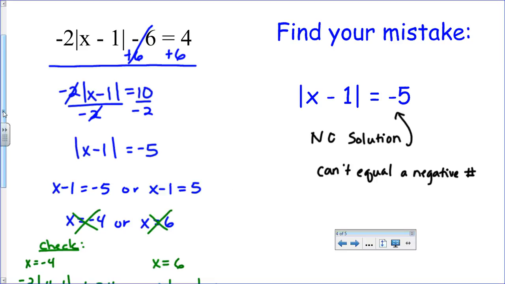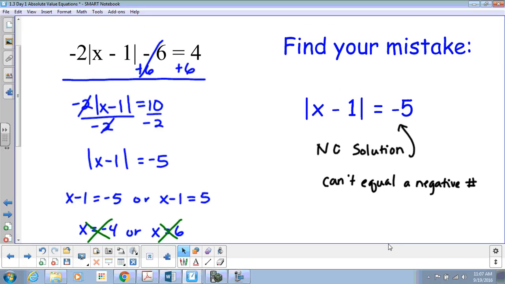Okay? Questions about that? Okay, that's where we're going to stop. We will do absolute value inequalities tomorrow.